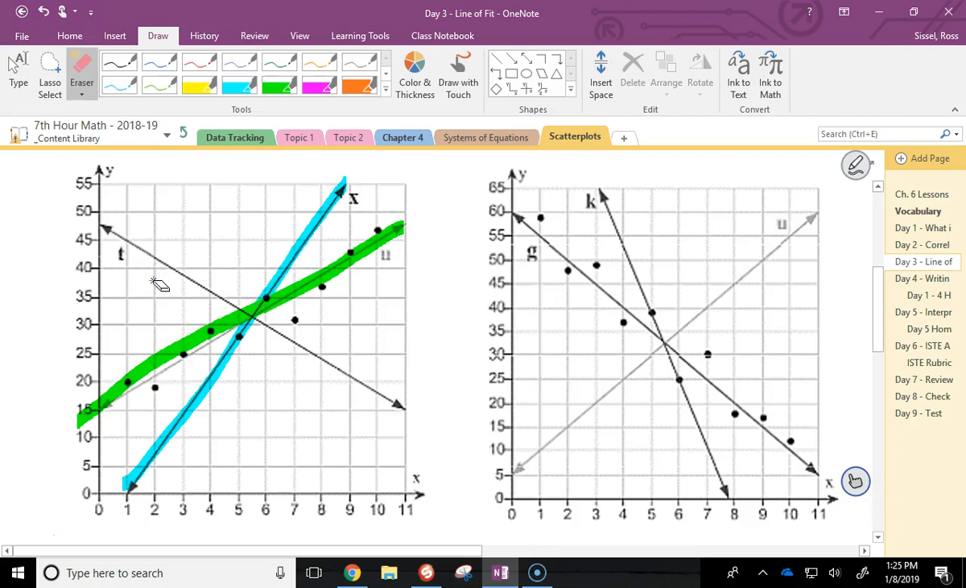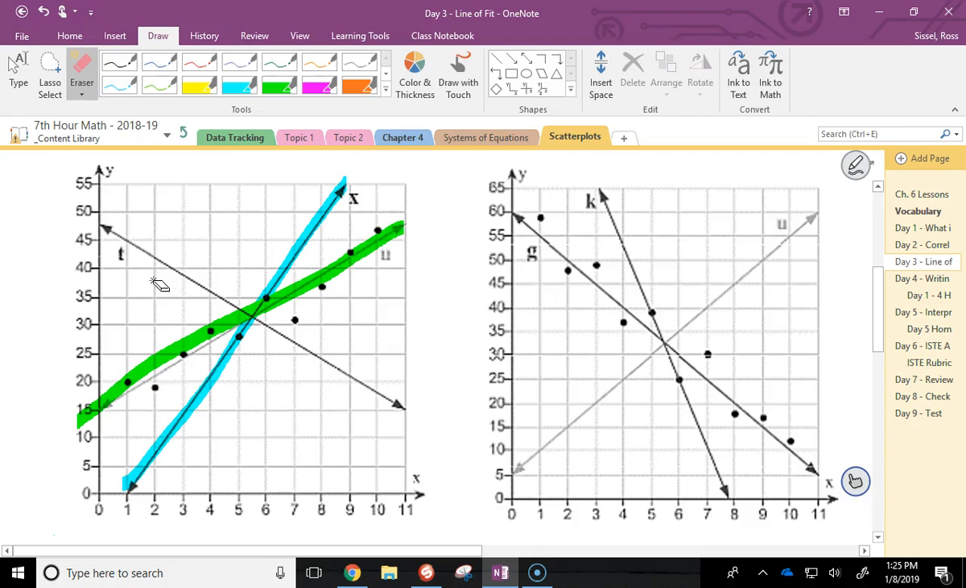1, 2, 3, 4, 4.5. 1, 2, 3, 4, 4. They have the same amount of dots on each side. They're evenly spaced. These are about that far away. That fits almost all the rules, right? Bryce? Because the blue line's not following the dots.